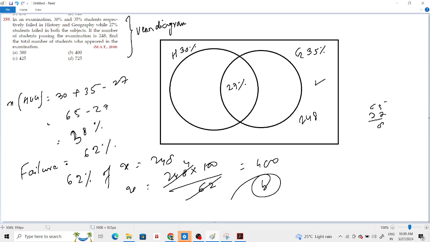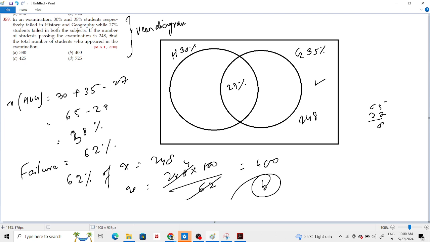Where was the mistake in the Venn diagram part? Tell me. Sir, first I took 100% as a whole, then history 70%, geography 65%. Then I added 70 plus 65, and I deducted from there 27%. Then it came 102.